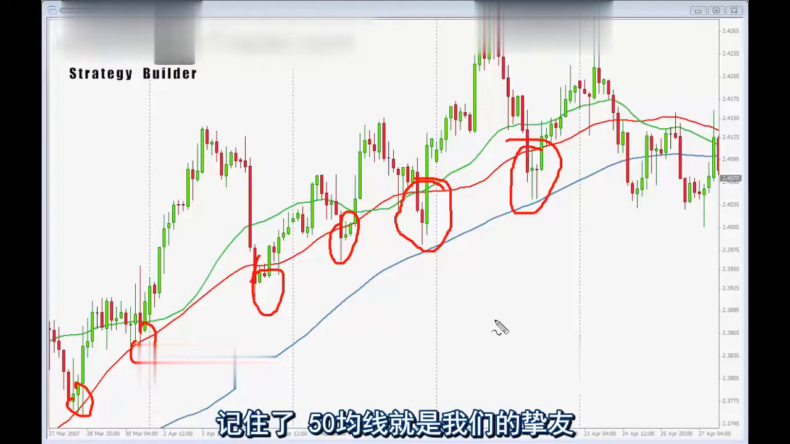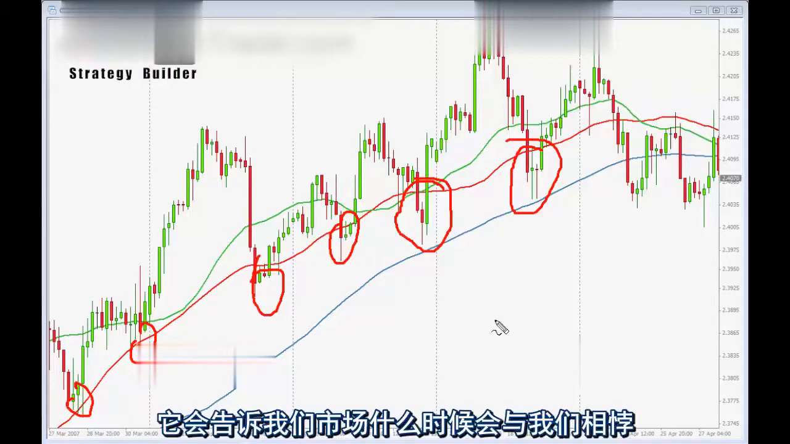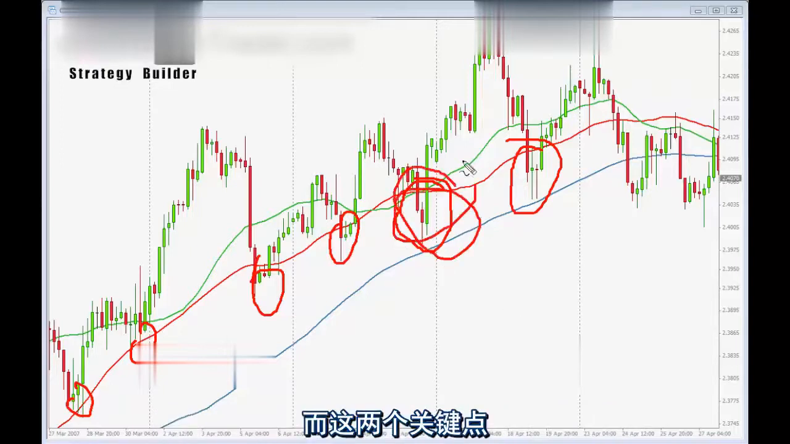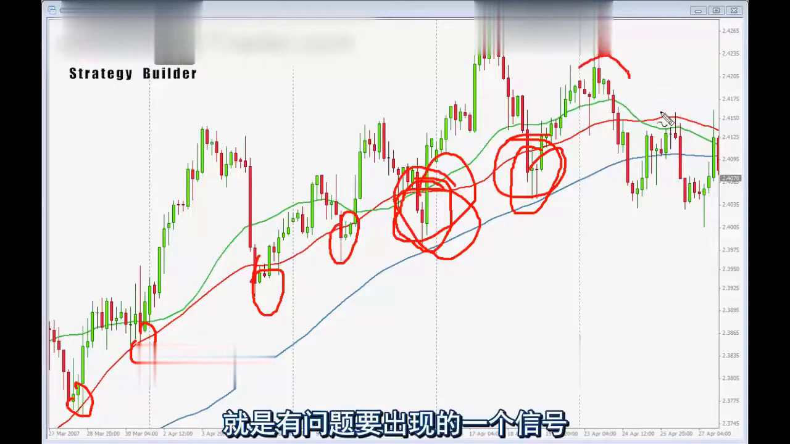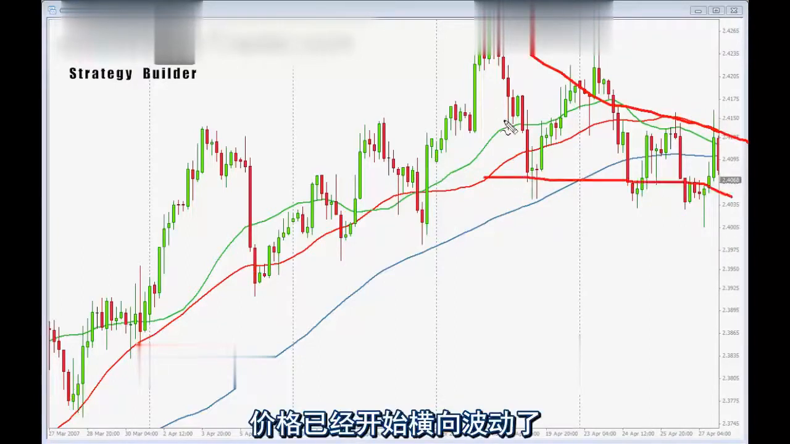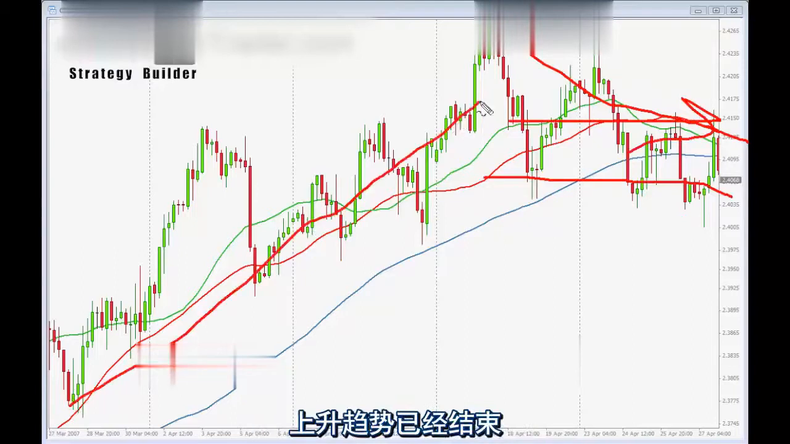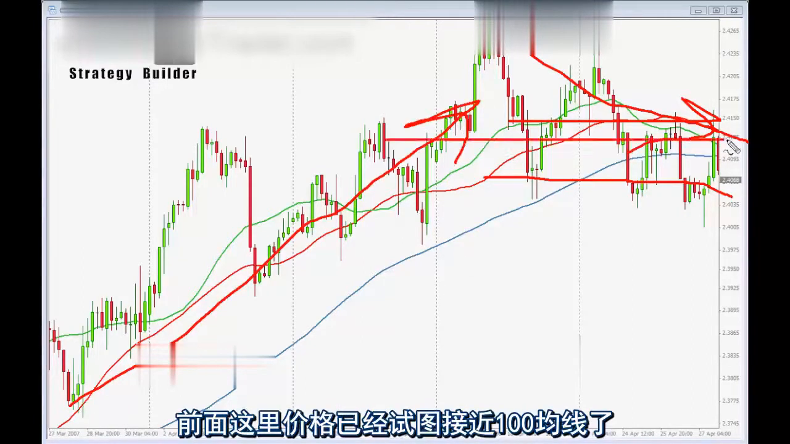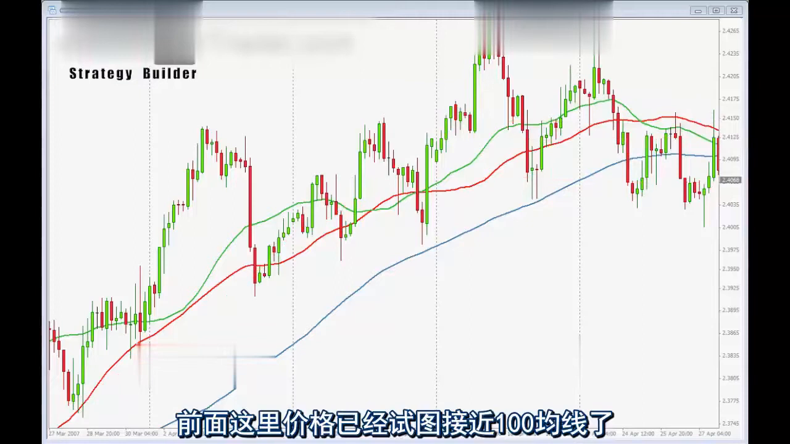It's our friend. It lets us know in advance when things might be turning against us. Okay, and these were the signals that something was beginning to smell not that nicely anymore. And you can clearly see that finally we've begun to move sideways. Okay, the uptrend is no longer. Now we're ranging, and like I say, we saw that in advance here and here, nearing the 100.